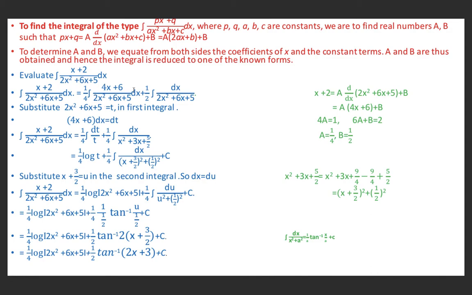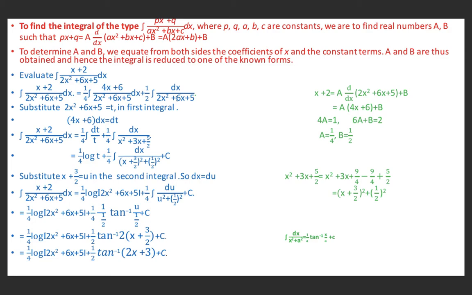So the first integral is easy to integrate. Substitute 2x square plus 6x plus 5 as t. So it will be 4x plus 6 dx equal to dt. So it means we have here 1 upon 4 dt upon t, and it is easy to integrate, which is 1 upon 4 log t.